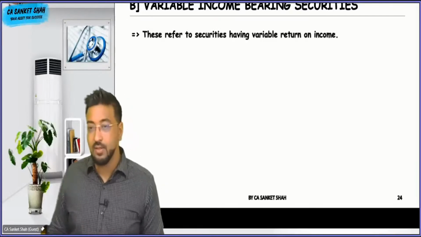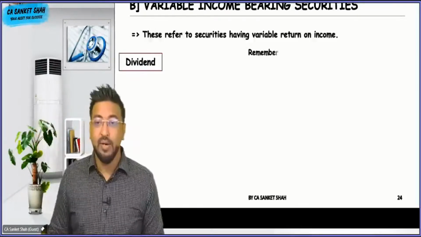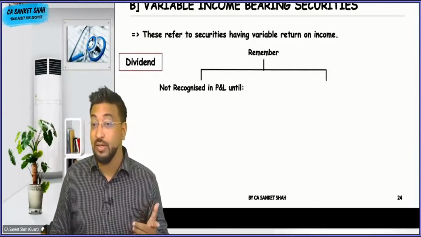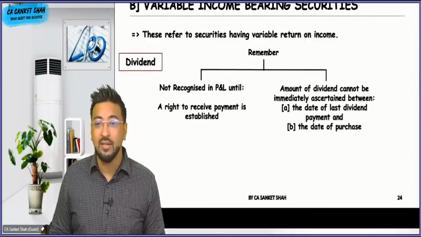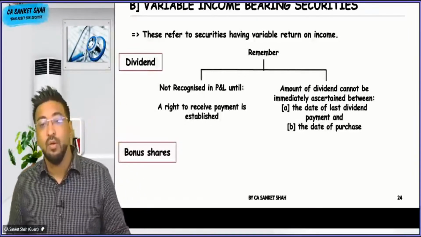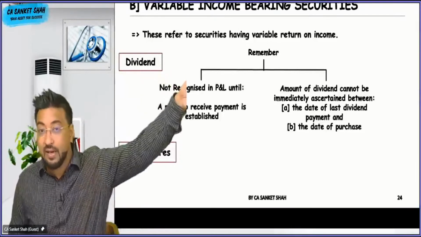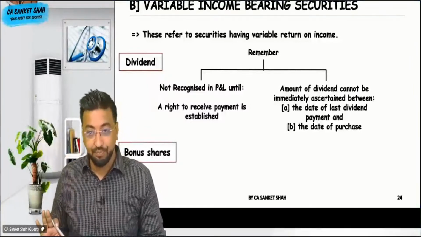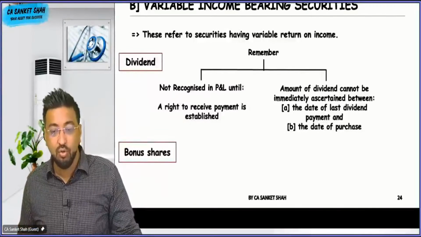Variable bearing scripts, sir. Variable bearing scripts means what? Variable bearing scripts means the income of shares, dividend. Remember there are two types of dividend. Dividend is not recognized in P&L as per accounting standard until a right to receive is established. An amount of dividend cannot be ascertained between the date of last dividend payment and date of purchase. Remember, you are not going to recognize dividend up to the point when you have the right, meaning the company declared it and your name is in the shareholder list. Then only you are going to record the income. So a right to receive dividend is not established. Until then, remember, we are not going to record dividend.